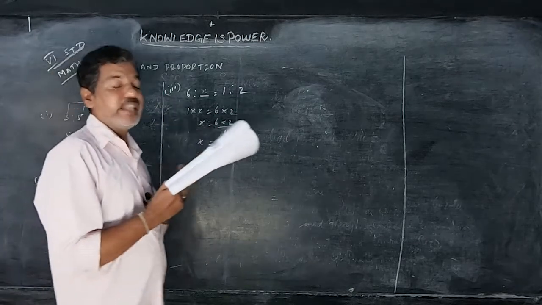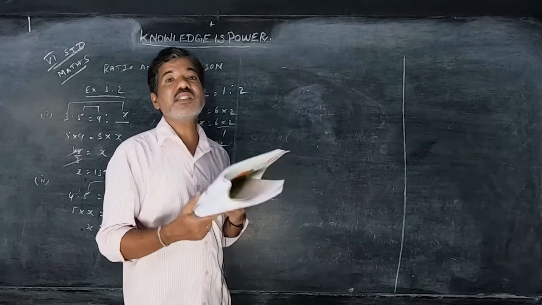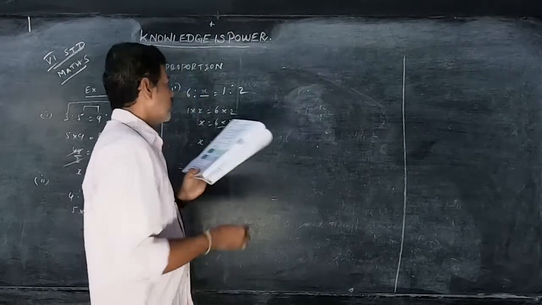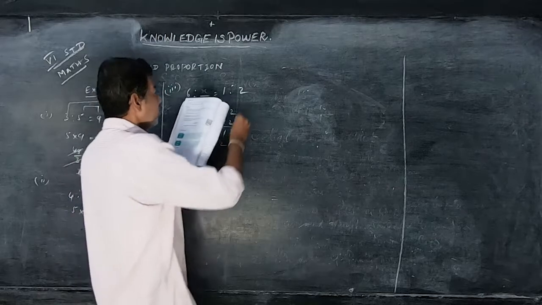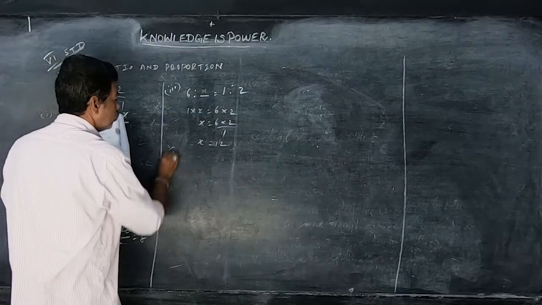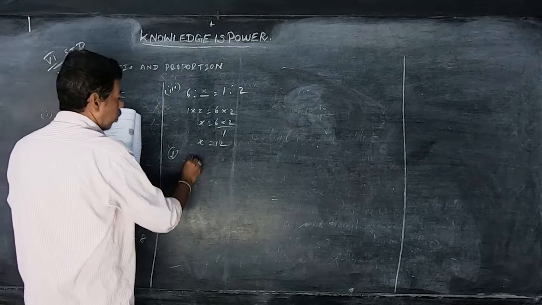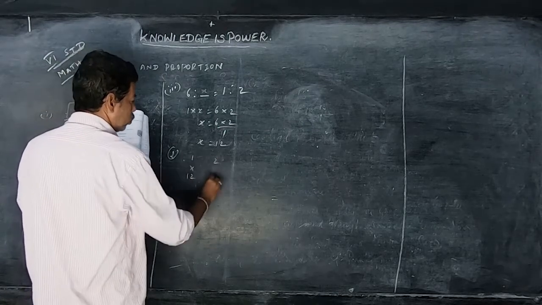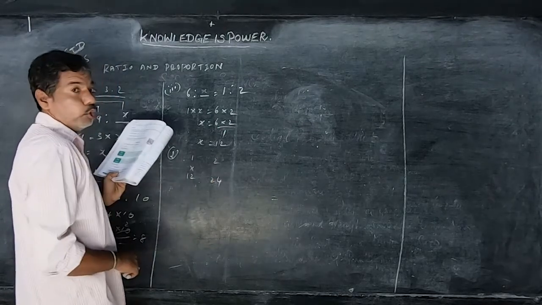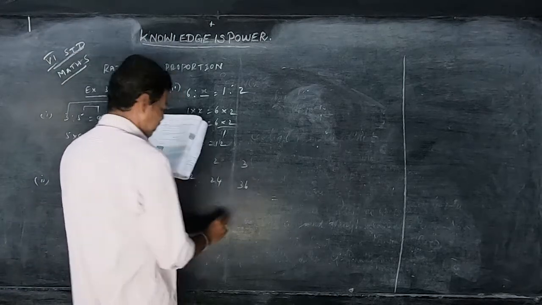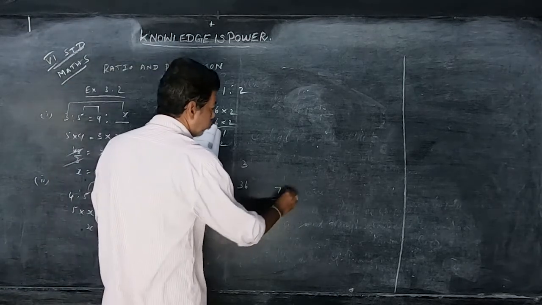Now complete the table. Take out the page number 66. In that, question number 2. There 1 12s are 12. 2 12s are 24. 3 12s are 36. Then 72 is there.